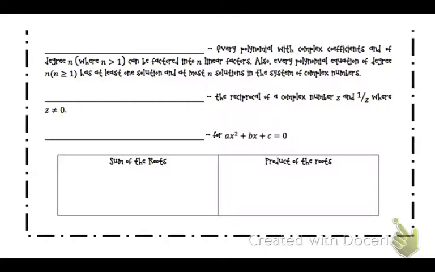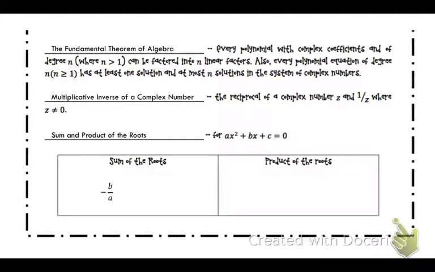Every polynomial with complex coefficients and of degree n, blah, blah, blah. That's the fundamental theorem of algebra. I'll go through that more once we get to examples of it. The reciprocal of a complex number z is 1 over z, where z cannot equal 0. That's the multiplicative inverse of a complex number. Lots of words, just write it down, okay? And then sum and product of the roots for ax squared plus bx plus c equals 0. Sum of the roots is negative b over a. Product is c over a. We'll get into more examples that will make more sense once we get into those, okay?